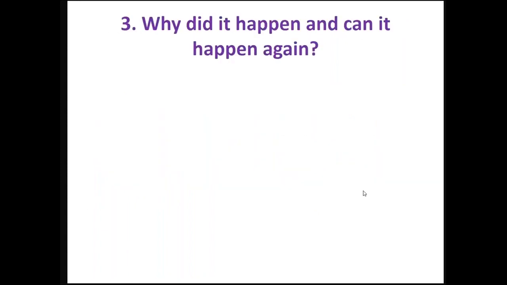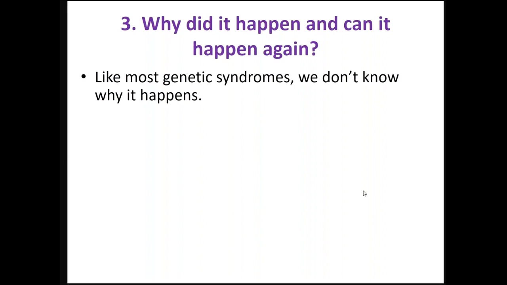Next, we're going to talk about why did it happen, and could this possibly happen again? So we do know that, like most genetic syndromes, we really don't know why it happens. Not that I've really been trying to collect information about how old the mom was or the dad was, or exposures. We haven't really looked at that. But for the most part, and this is true for most genetic syndromes, we don't know why it happens.